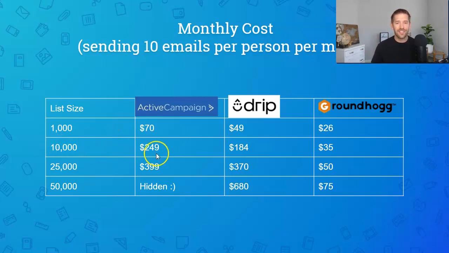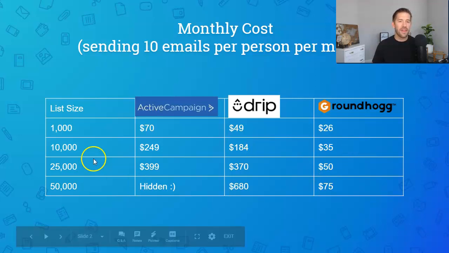For a list of 10,000, now you start to really understand the differences here. A list of 10,000 is totally achievable. A lot of online businesses, bloggers, influencers, YouTubers, whatever, will get to that 10,000 mark without too much trouble. ActiveCampaign gets you up to $250 per month, Drip $184 per month, and Groundhogg at a measly $35 per month.